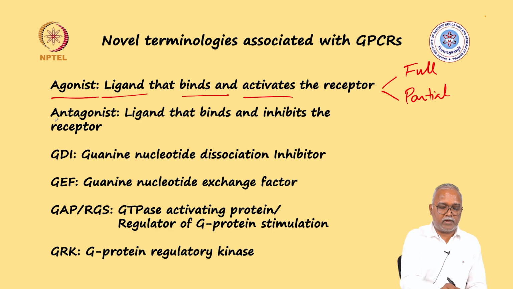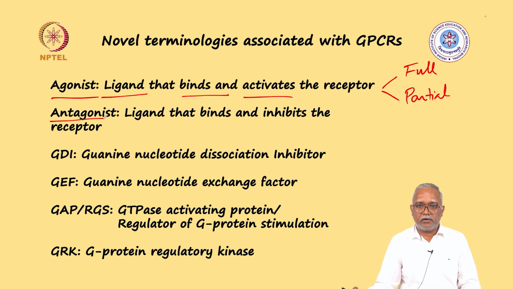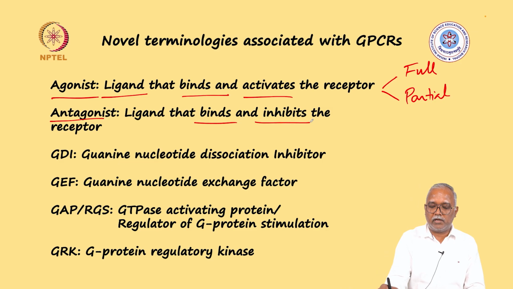Then there has to be an inhibitory type of molecule which is called antagonist, which will compete with the agonist and bind to the receptor. The job of antagonist will be to bind and let agonist remain free from the receptor and not activate the signaling. So it will bind but it will not activate the signaling. Basically it will inhibit the receptor functions.